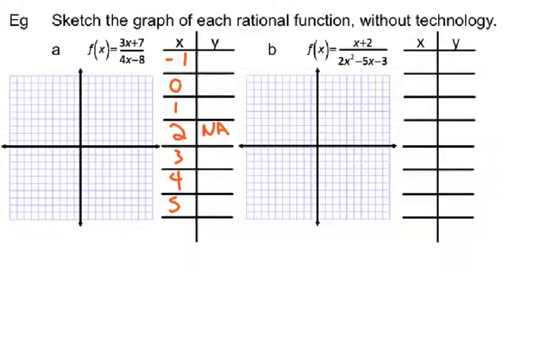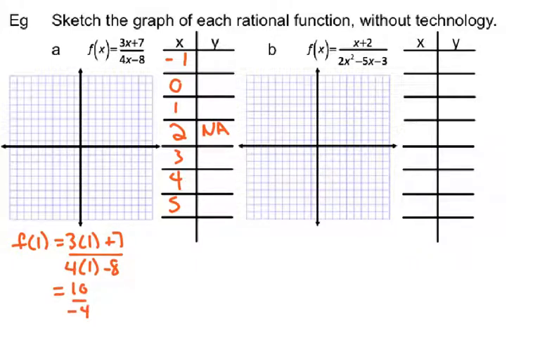To find the y-coordinate, it's just a matter of plugging in the value. So if we go for 1, f of 1, 3 times 1 plus 7, over 4 times 1 minus 8 gives us 10 over -4, and because we're graphing, we'll take it to a decimal, -2.5.